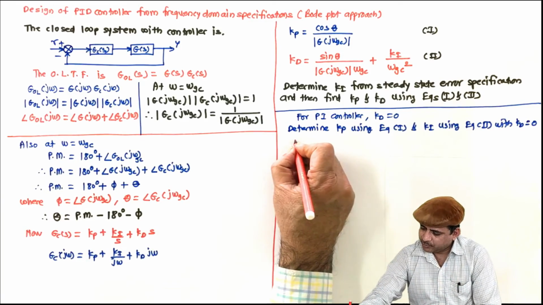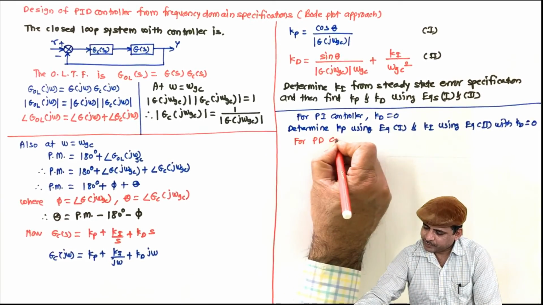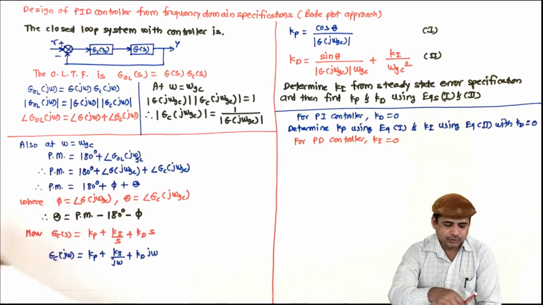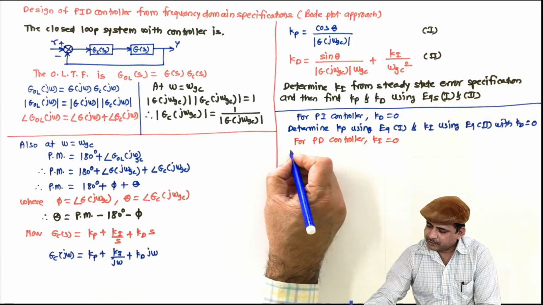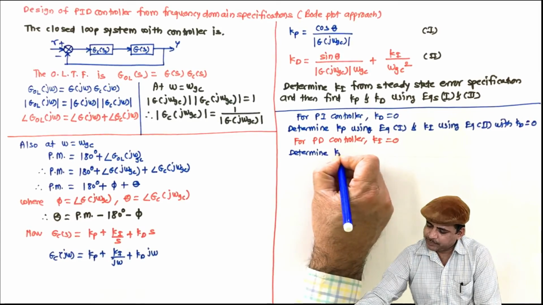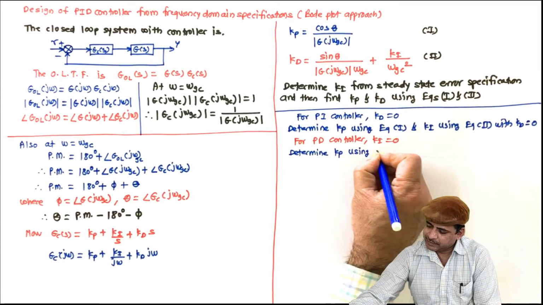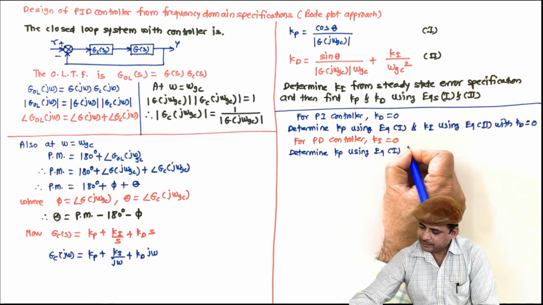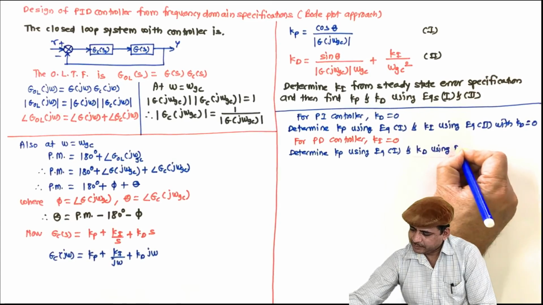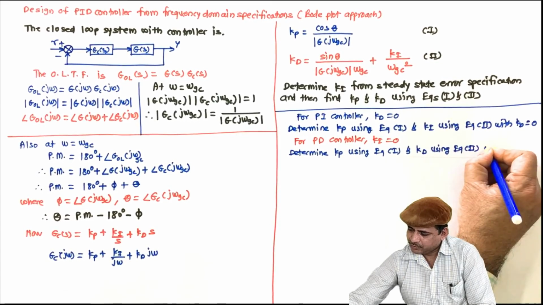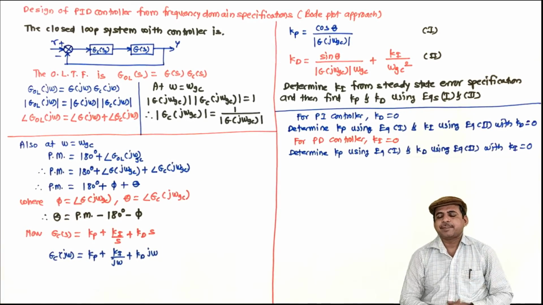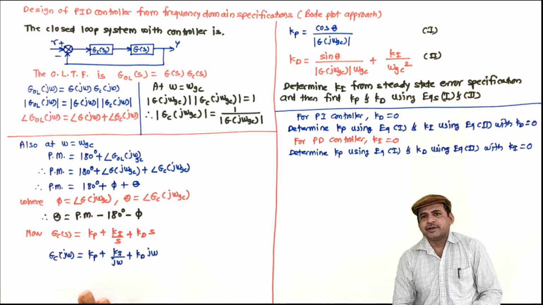Then third, for the PD controller, Ki is equal to 0. So again determine Kp using equation 1 and Kd using equation 2 with Ki equal to 0. Very simple. So the procedure is elaborated.